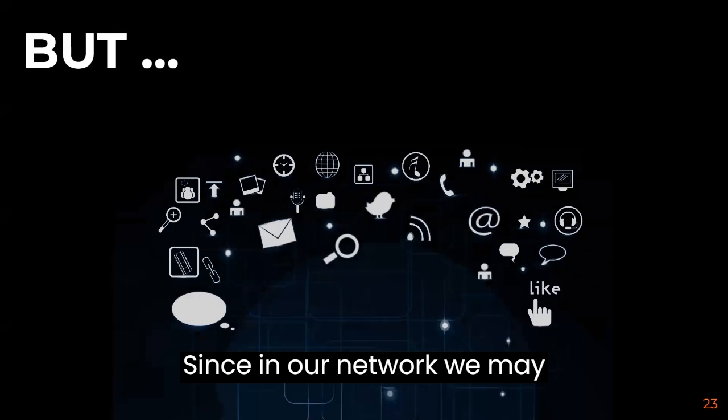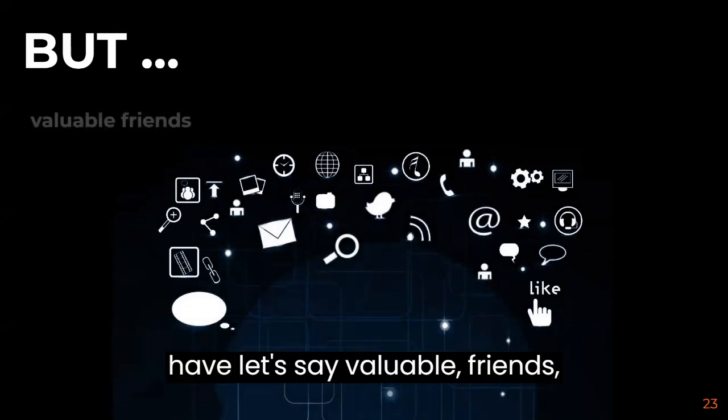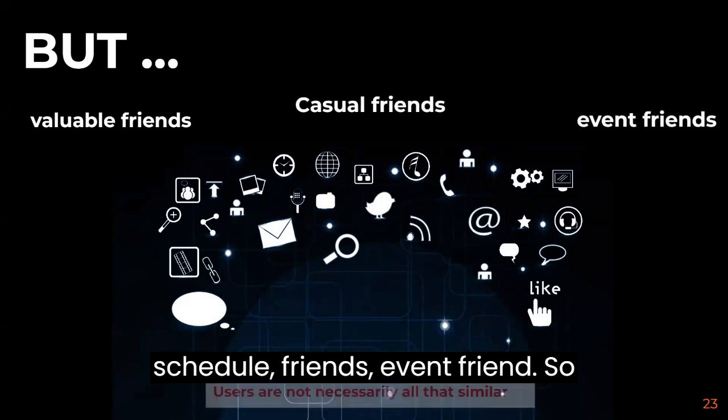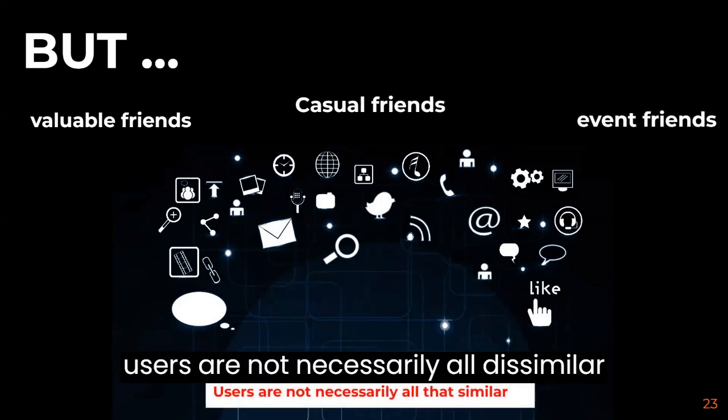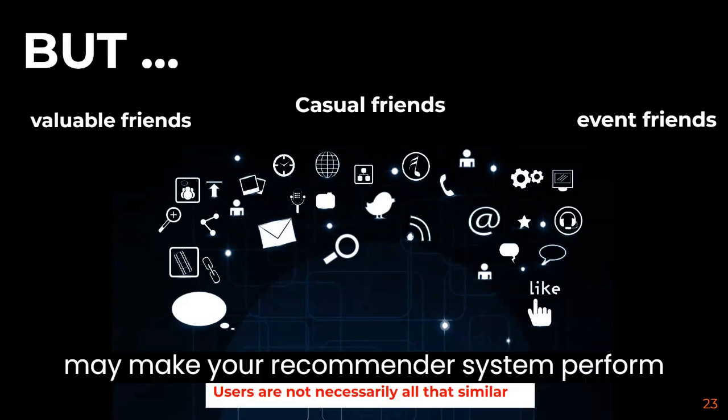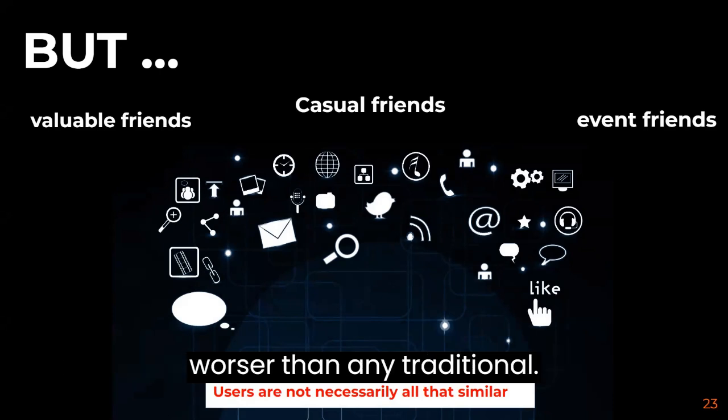Okay, but social relations may be mixed with useful information and noisy connections. Since in our network, we may have valuable friends, casual friends, and event friends, users are not necessarily all similar, and using all available relations may make your recommender system perform worse than any traditional recommender system.